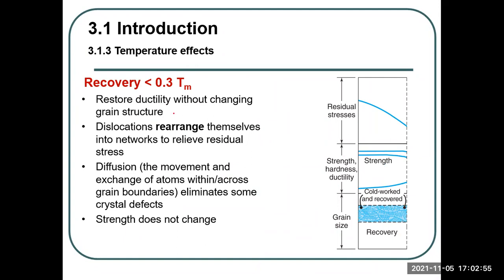Okay, so ductility is restored without changing the grain structure. At this stage, the grain structure doesn't really change. But the dislocations start to rearrange into a network, and it starts to reduce the residual stress. There is diffusion that eliminates some of the crystal defects, but in general they just remove some of the small defects, and the grain size hasn't even changed. So that's why the strength doesn't really change.